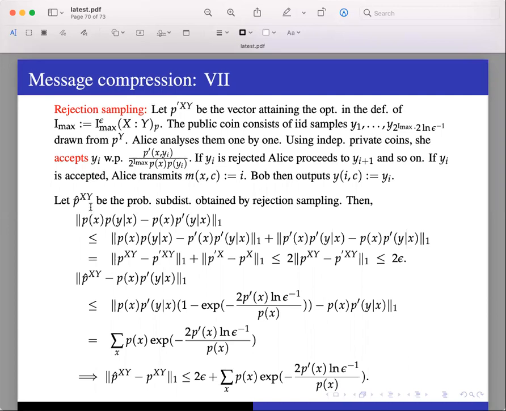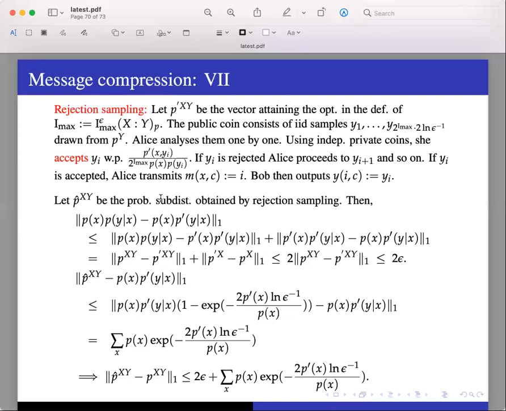So let's define a symbol p hat xy. This is the probability subdistribution obtained by rejection sampling. Why am I calling it a subdistribution? There is a chance that even after going to 2 to the I max times 2 ln 1 by epsilon samples, Alice may have rejected, in which case she outputs error or she outputs junk. That will go into the final error analysis, no problem. But in other words, I'm allowing the rejection sampling algorithm to fail as far as the analysis in the next few sentences is concerned. So that's why it's a probability subdistribution.